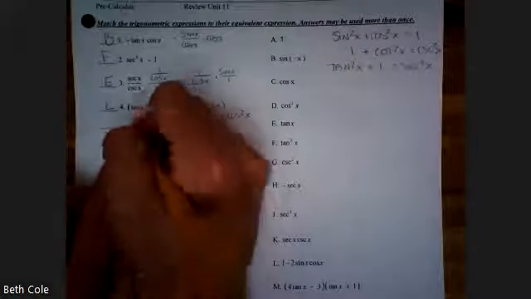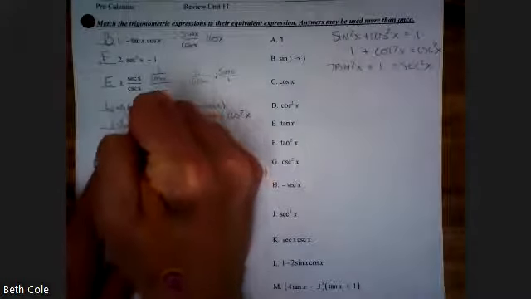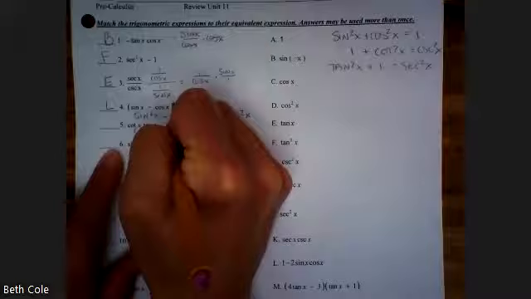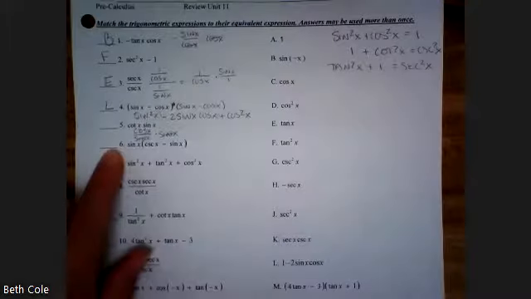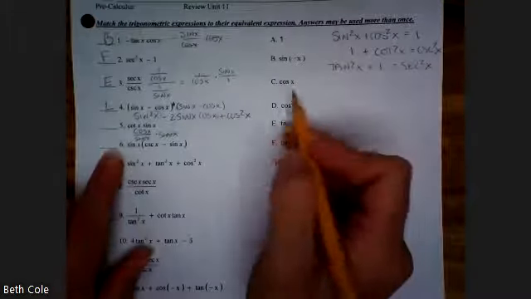Here we're going to replace cotangent with cosine over sine. And then the sine of x is going to cancel. We get cosine. So that one is C.